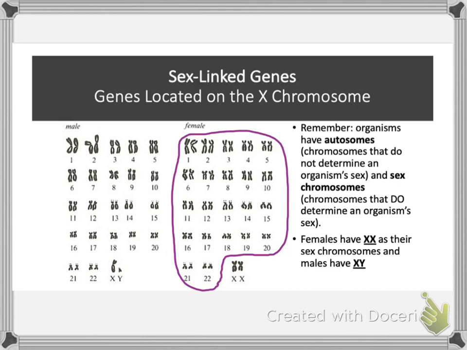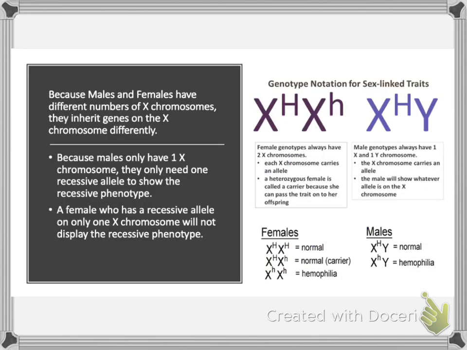However, the last pair of chromosomes, the 23rd pair, is the sex chromosomes. And the sex chromosomes, XX in females and XY in males, contain genes that help you function as a human, but they're also influenced by one's sex. Females get 2 copies of the X chromosome, whereas males only get 1. Because males and females have different numbers of X chromosomes, they inherit genes on the X chromosome differently.